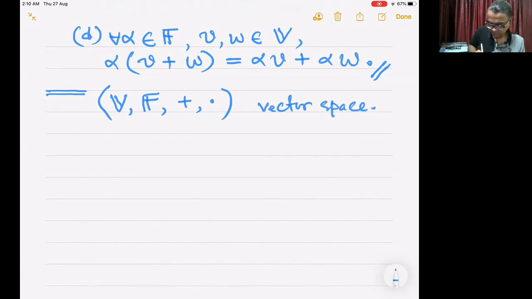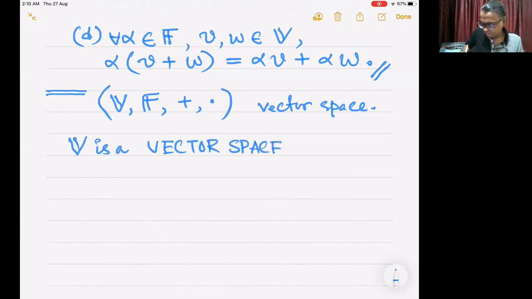In words, we say that V is a vector space. Remember this, because we'll be using it again and again. V is a vector space over the field F.